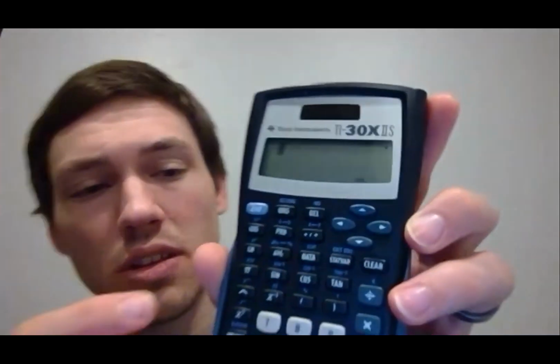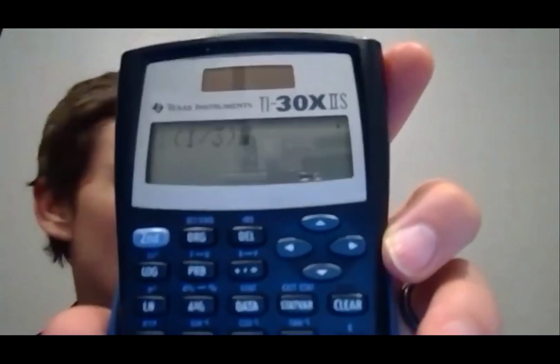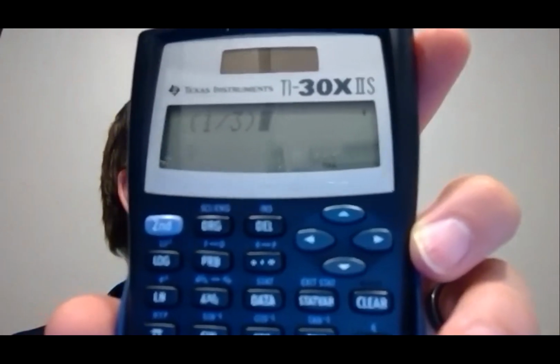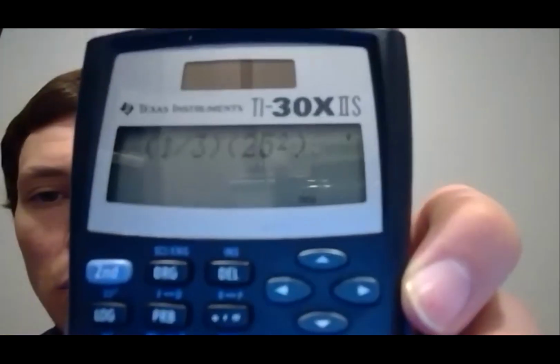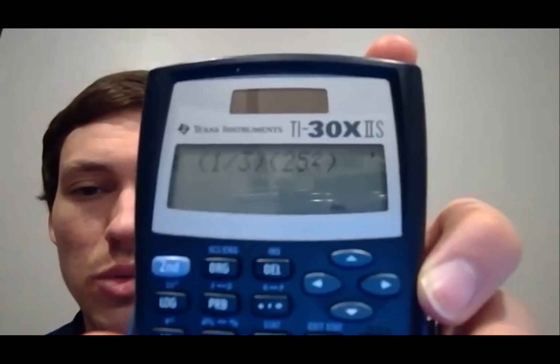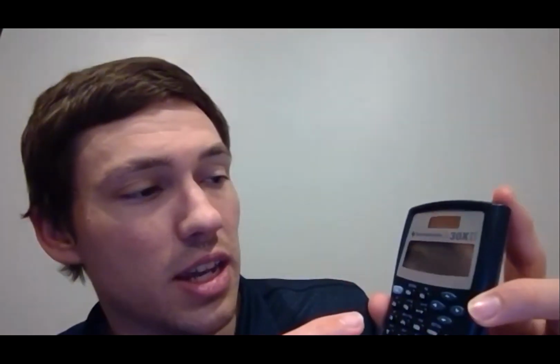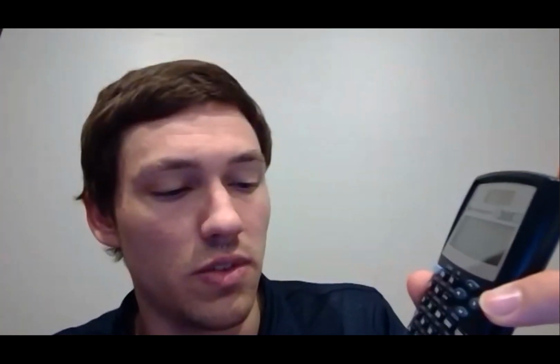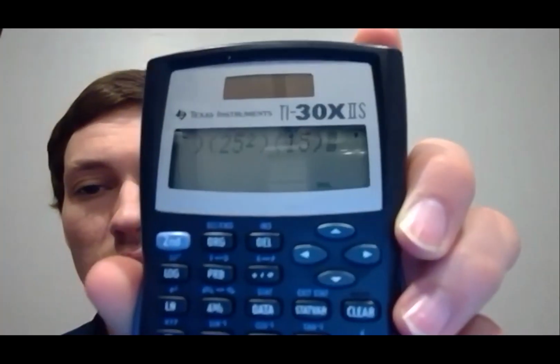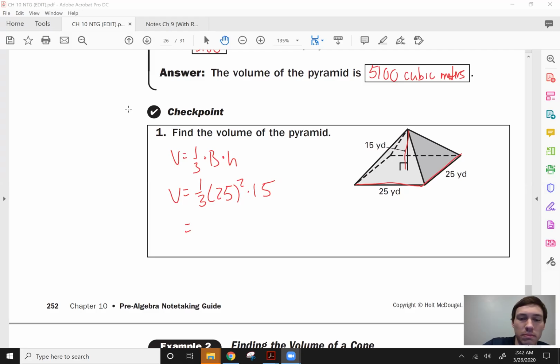So 1/3, I'm going to put that in parentheses. So I'm going to go parentheses 1 divided by 3. So it looks like this: 1/3, and then 25 squared. So parentheses 25 squared, with the squared inside the parentheses. 1/3, 25 squared, times the height, which again, I'm just going to use parentheses, which is 15. So it looks like that. I hit enter and I get 3,125. In this case, it's yards cubed.